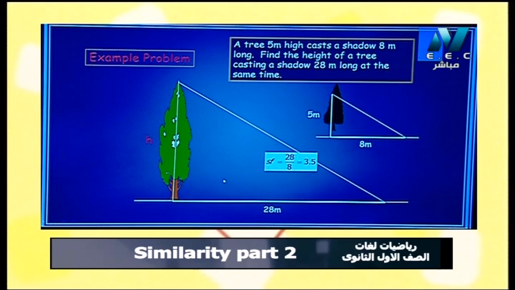SF means scale factor. Scale factor here equals 28 over 8, which equals 3.5. So height equals scale factor multiplied by 5 here. The answer will be 17.5 meters. So the height of this big tree now is 17.5 meters.